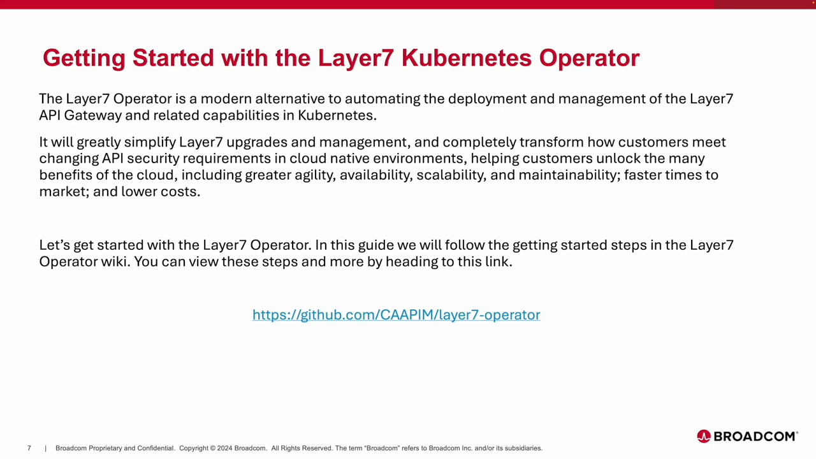The Layer7 operator is a modern alternative to automating the deployment and management of the Layer7 API gateway and related capabilities in Kubernetes. It will greatly simplify Layer7 upgrades and management and completely transform how customers meet changing API security requirements in cloud-native environments, helping customers unlock the many benefits of the cloud, including greater agility, availability, scalability, and maintainability, faster times to market, and lower costs.